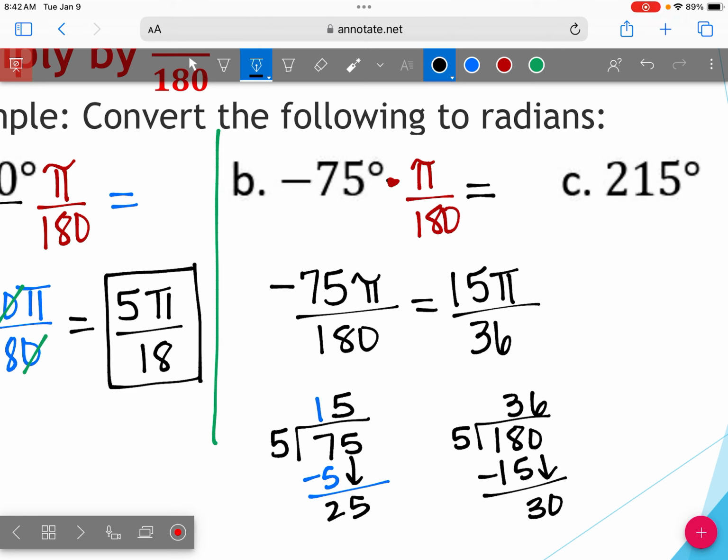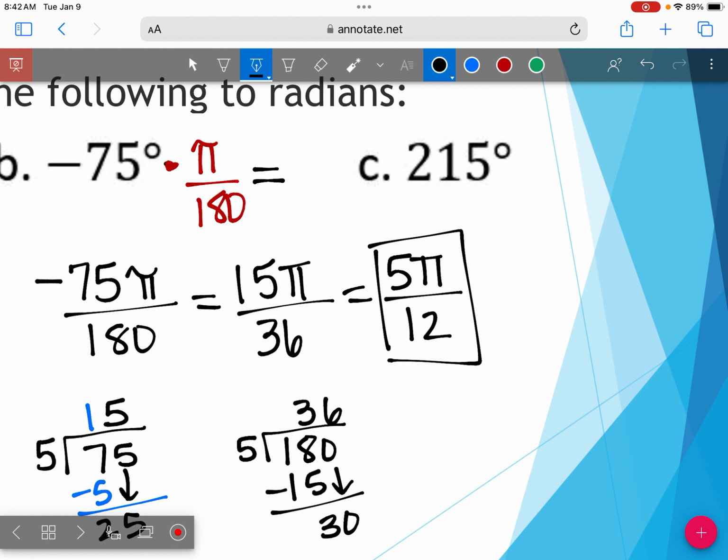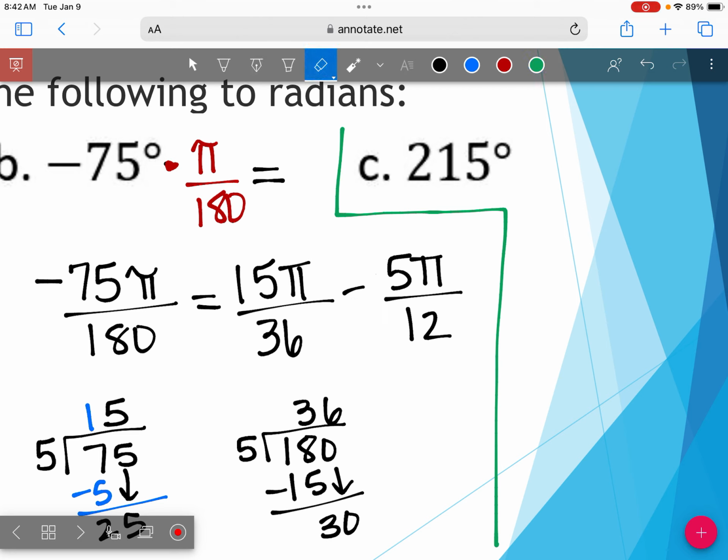All right, so when I divide, I think it's easier to divide this one by 3 without needing to do long division. So 15 divided by 3 is 5. 36 divided by 3 is 12, and this would be your final answer that I'm looking for, question C. To get full credit, you would have to tell me 5 pi over 12. Oh, and I dropped the negative, so let me put that back. Can't drop the negative. So to get full credit, you would have to say negative 5 pi over 12.